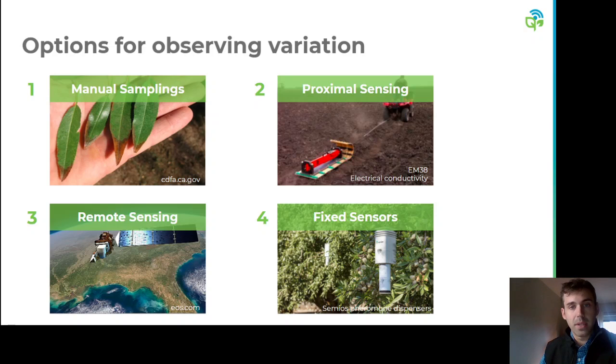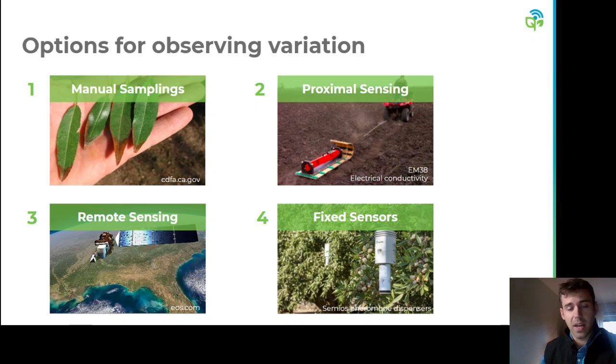The second one is the proximal sensing. Here the example is the electrical conductivity measured by the EM38. That's something very helpful to understand what's the pattern in the distribution of salinity. Then we have the remote sensing, which I took as an example the satellite images. And finally, the fixed sensors.